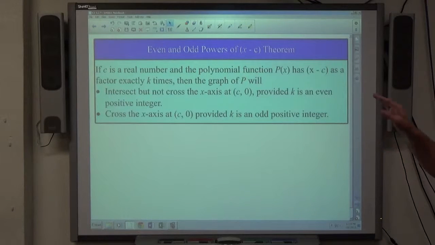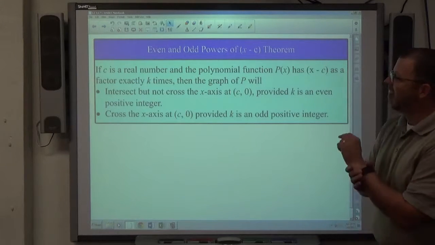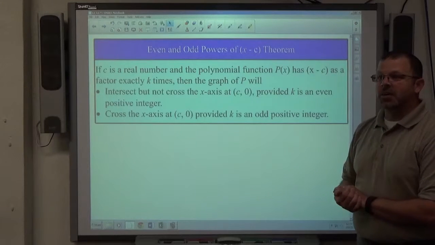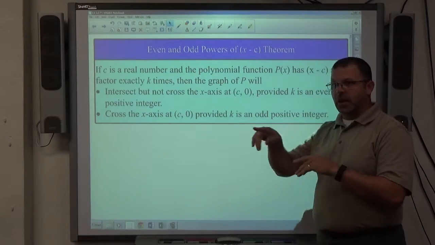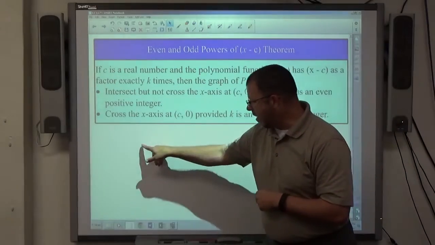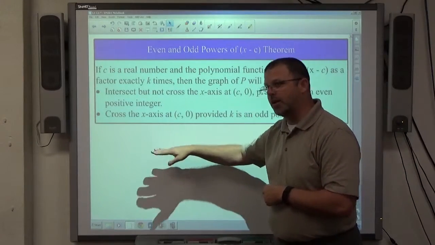Okay, the final problem today uses what's called the even and odd powers of x minus c theorem. I was not at the naming ceremony. This is one of the wordier theorems, but it's a nice theorem. It's really kind of cool. And it touches on that idea that I just mentioned on the last problem, where maybe the graph touches the axis and turns back around, or maybe goes through.